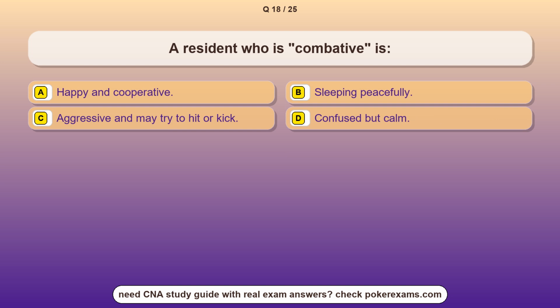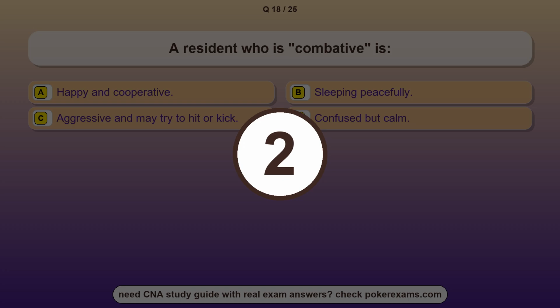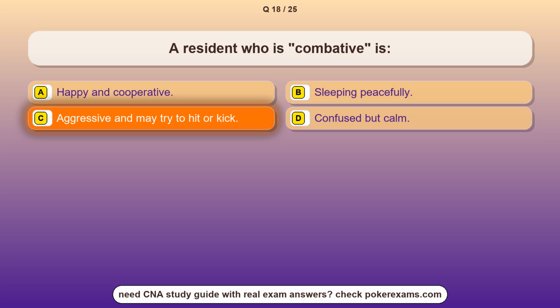Question 18. A resident who is combative is: option A, happy and cooperative. Option B, sleeping peacefully. Option C, aggressive and may try to hit or kick. Option D, confused but calm. The correct answer is option C, aggressive and may try to hit or kick.